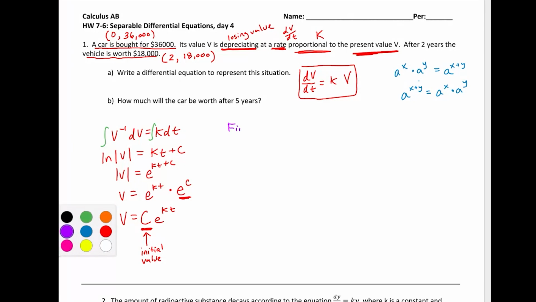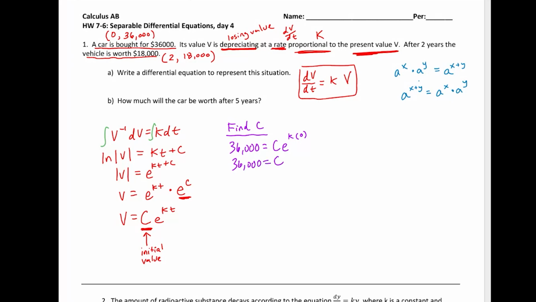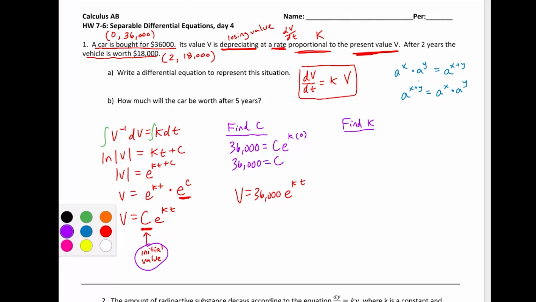We can still find c by substituting in 0, 36,000. Right? We'll have 36,000 equals c times e to the k times 0. Anything to the 0th power is going to be 1. And so you can see algebraically why c definitely has to be that 36,000. So notice that is the initial value here. So let's go ahead and rewrite our equation now. V equals 36,000 times e to the kt. And now we need to find the k.